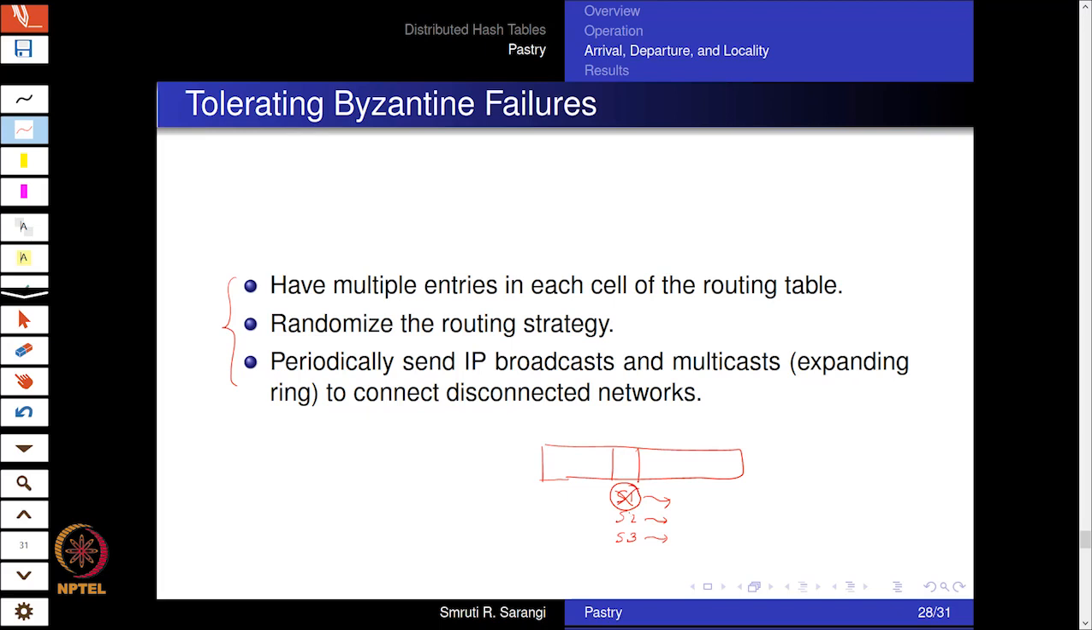We periodically try to discover parts of the network by sending IP broadcast multicast messages, such that, let's say, if nodes on the leaf set or on the neighborhood set or routing table entries have died, we can again reconnect the network, right? So DHTs are in continuous repair mode, like our immune systems. They are continuously checking by pinging other nodes and self-repairing themselves.